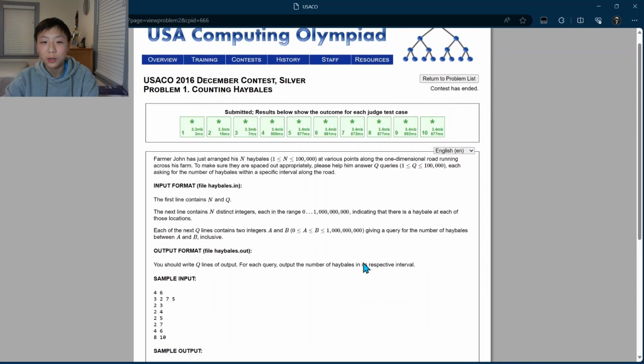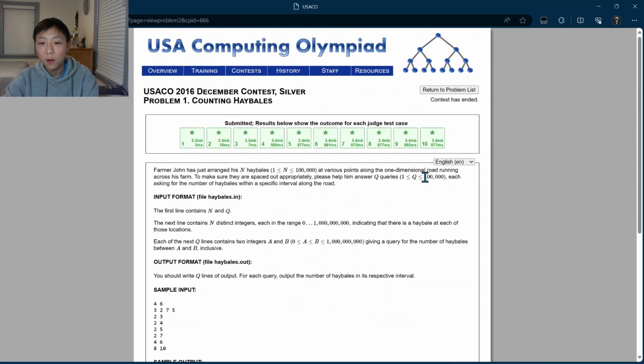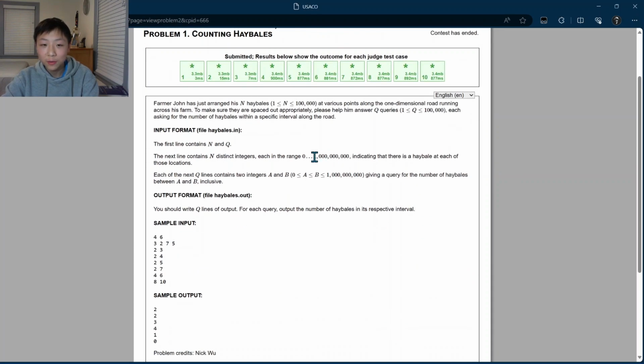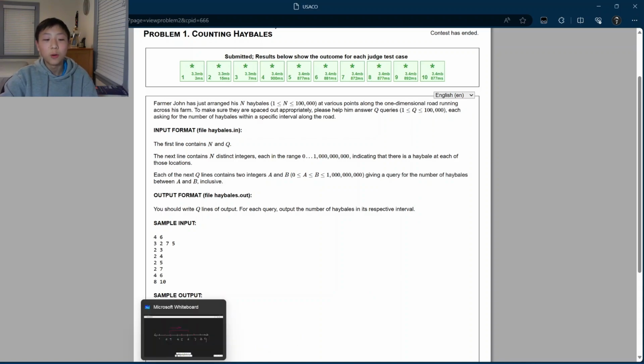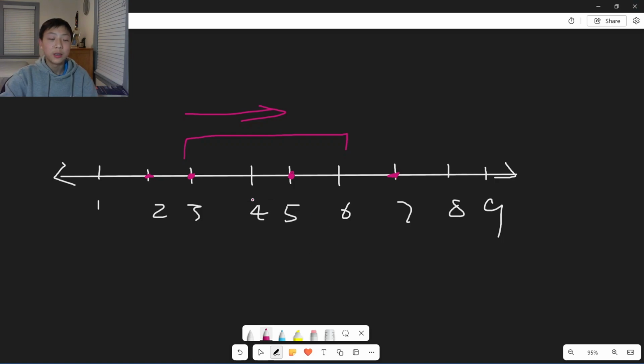But that would not work because we would have 100,000 queries and we have 10 to the 9 positions. This would be 10 to the 9 times 100,000, which would be a giant number, and it would obviously time out for most of the cases. So this solution would solve the first case, but the other cases, not so much. So this is definitely not a valid solution for this problem.